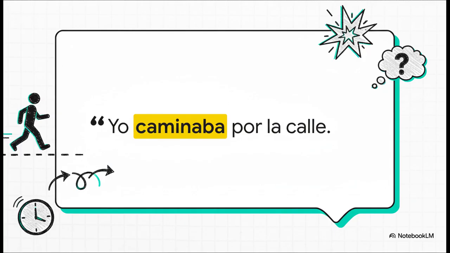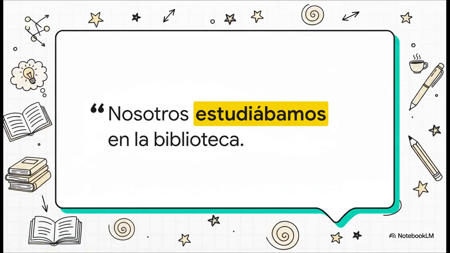For example, yo caminaba por la calle. I was in the process of walking. The action was happening, it wasn't finished. This is perfect for setting the scene for something else to interrupt it, right? I was walking, when all of a sudden... Same thing with nosotros estudiábamos. At that specific moment in the story, the action of studying was ongoing. It paints such a clear picture of the scene before maybe the fire alarm went off.